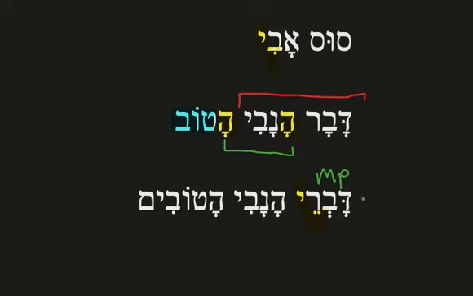So in this example, divrei ha-navi ha-tovim, we can see that our chain is right here. And that tovim is plural. Therefore, it is agreeing with the masculine plural ending here. So, the good words of the prophet.